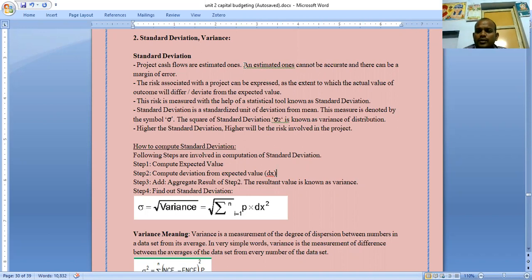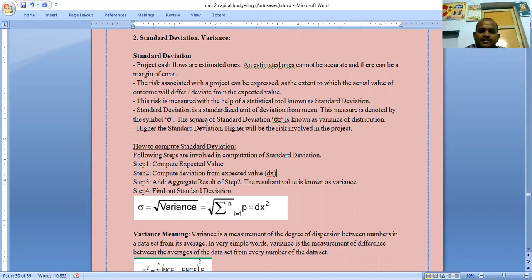Say, for example, if you are expecting 10,000, it may not be possible to get the 10,000 in the month end. It may deviate from the expected value. So how much will be the deviation? This risk is measured with the help of a statistical tool known as standard deviation.